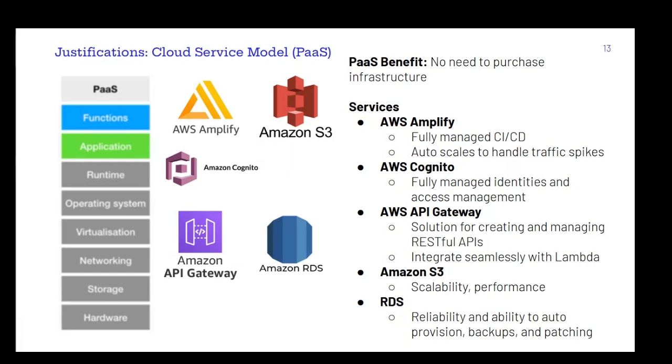API Gateway enables us to quickly build and secure RESTful APIs. Amazon RDS delivers reliable database hosting with automated backups and patching. All of these services reduce our operational overhead to keep costs predictable and allow us to focus on delivering application features rather than provisioning servers.